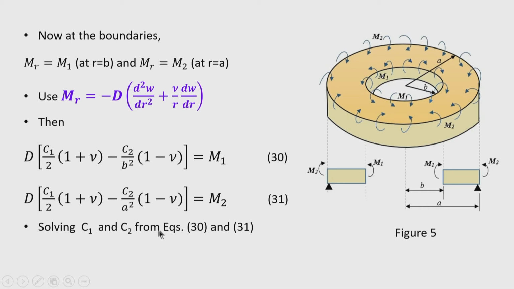Solving C1 and C2 from equations 30 and 31, that can be solved because these are linear equations in C1 and C2. So, it can be solved by Cramer's rule or by any method from algebra, and you can get the values of C1 and C2.